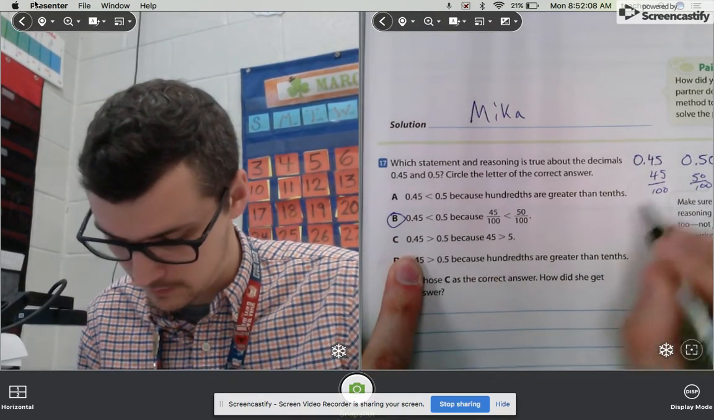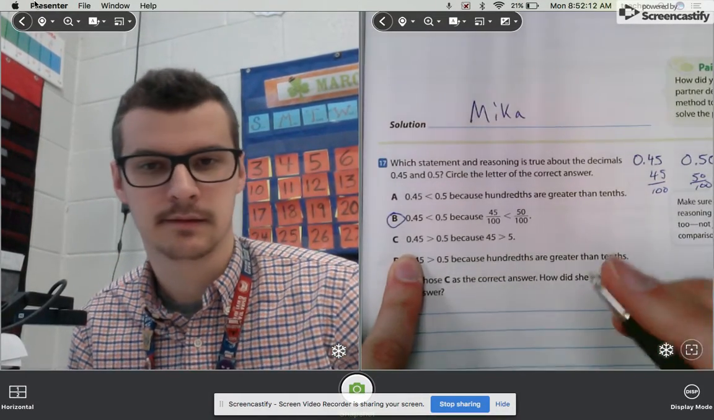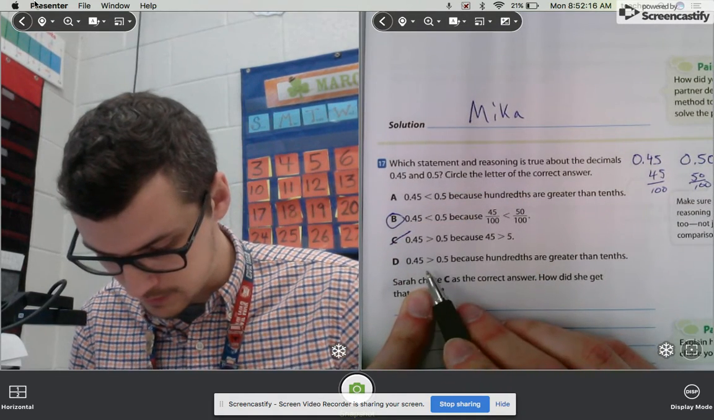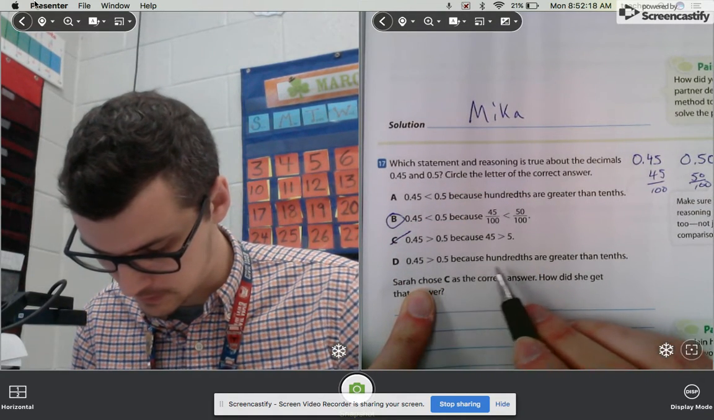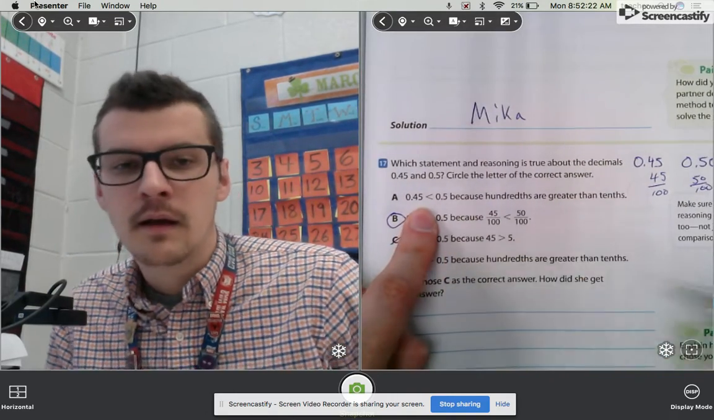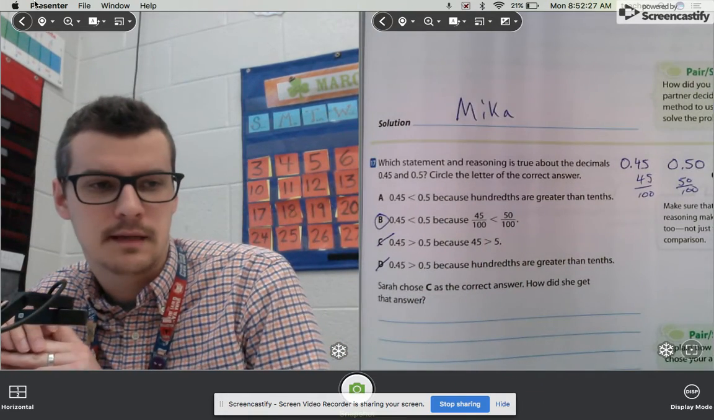45/100 is greater than, no, absolutely not. Okay, they're just trying to put some bogus in there. 45/100 is greater than 5/10 because hundredths are greater than tenths. No. Okay. This first one up here, because hundredths are greater than tenths.